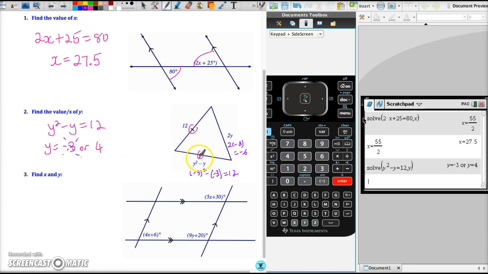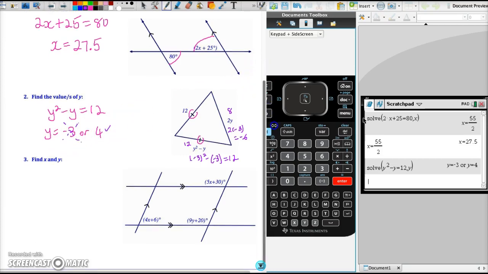If we test 4, 4 squared minus 4 is going to give us 12. 2 times 4 is going to give us 8. And so the 4 value works, and our final solution is y equals 4. But because it's quadratic, we must show both and then eliminate minus 3 as extraneous. Okay, and then the final question.